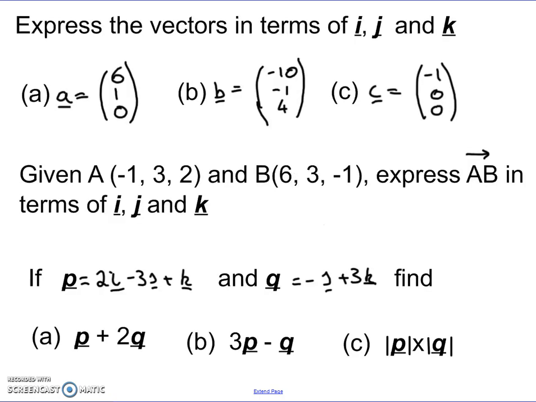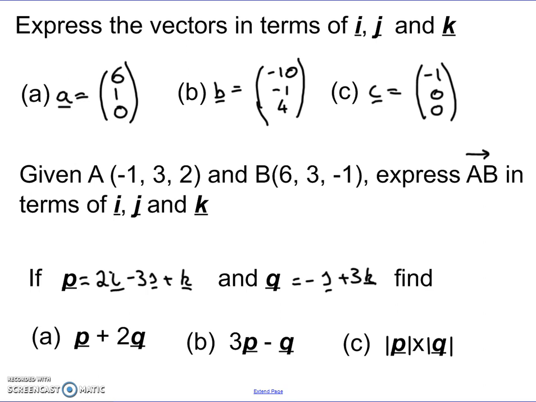Here you go. So first question, express the following vectors in terms of i, j and k. So there you go, you've got three vectors a, b and c. You need to do it for those. The second one is if you've got 2 points, a at -1, 3, 2 and b at 6, 3, -1, express the vector AB in terms of i, j and k.